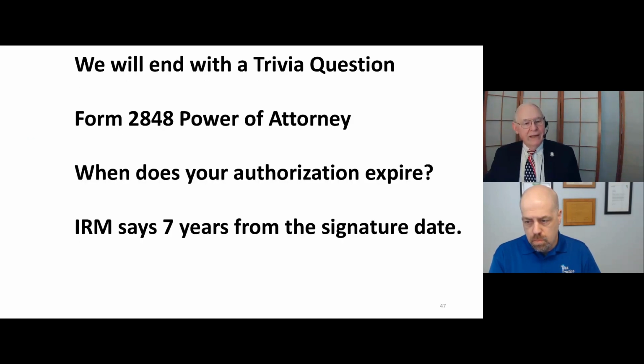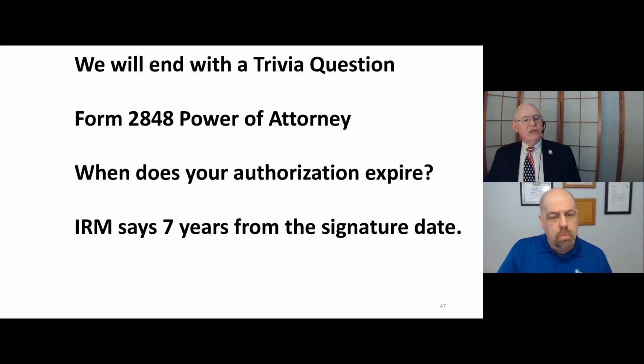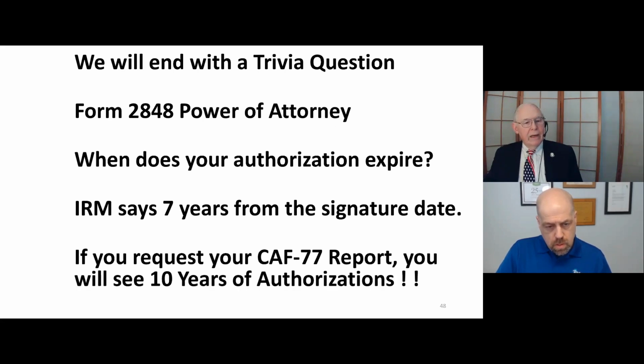Okay, this was my trivia question. You've got a Form 2848 Power of Attorney. When does your authorization expire? The IRM says 7 years from the signature date. Think about it. I pulled my CAF 77, which is that report that you can request from the IRS under FOIA. They'll give you a listing of all the people you have under authorization. And guess what? I had 10 years of authorizations on all my people.